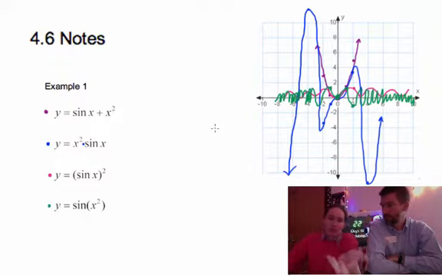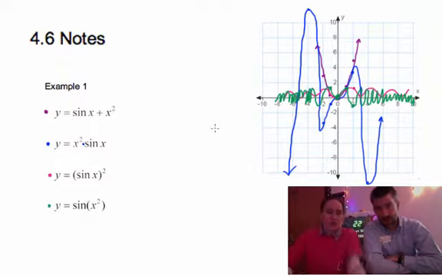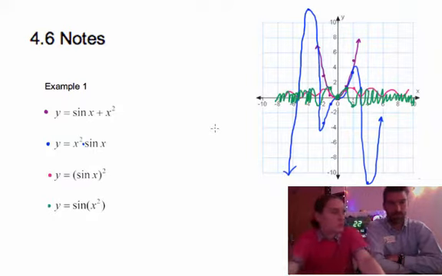And that's really all there is as far as example 1 goes. We graph these by hand. We're not going to make you graph by hand on these kinds.